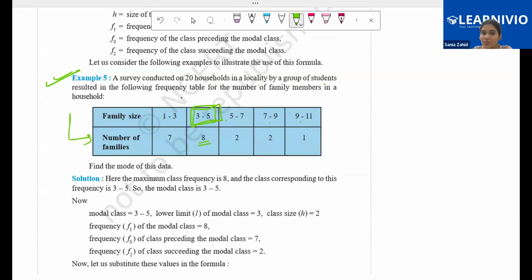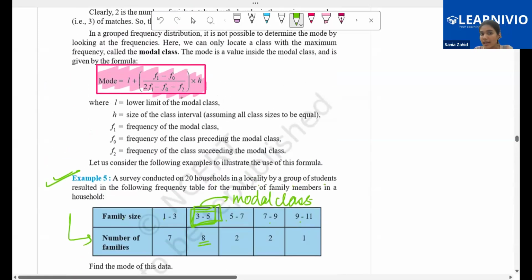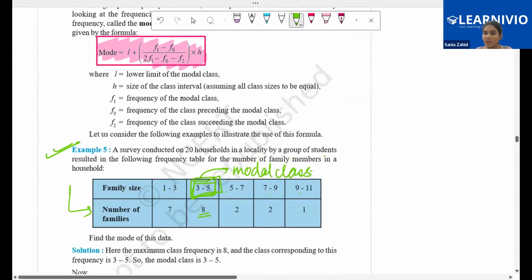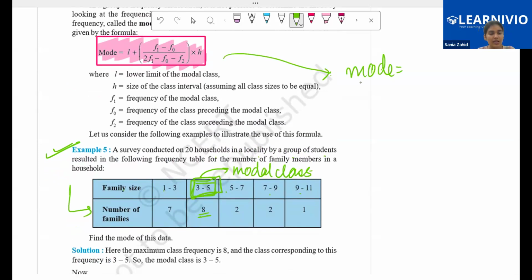So that means this is your modal class. What is this known as? Modal class. Now you're going to apply this formula. Now what is this L value? In the modal class, you have two values. You have the lower limit and you have the upper limit. So L denotes the lower limit. Understood? If I have to calculate mode, the formula is this. What is the lower limit in this modal class? 3. 3 is the lower limit.